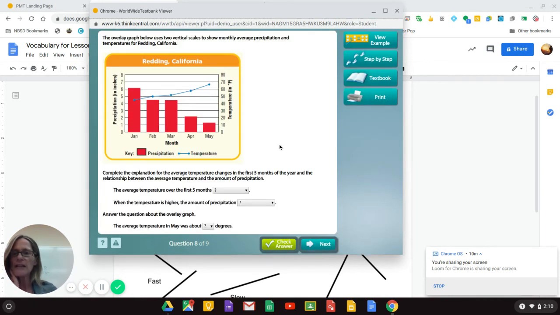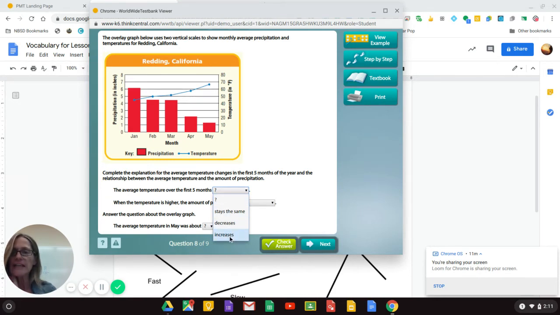Okay. Here's this last problem. This shows two graphs. It shows a bar graph. The red is the bar graph, and that shows precipitation, how much rain fell in each month. The blue line graph shows the average temperature over each month. And so looking at this chart, we're going to answer a couple of questions. What's the average temperature over the first 5 months? Does the average temperature, that's the blue line, get warmer, or does it get colder, or does it stay the same?